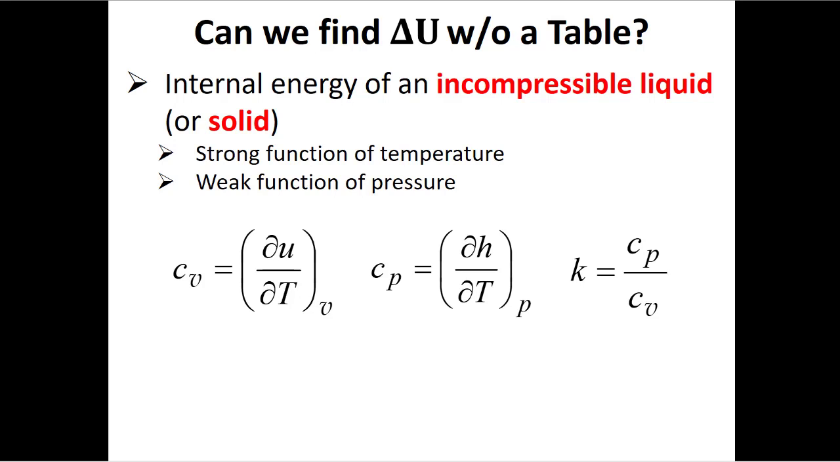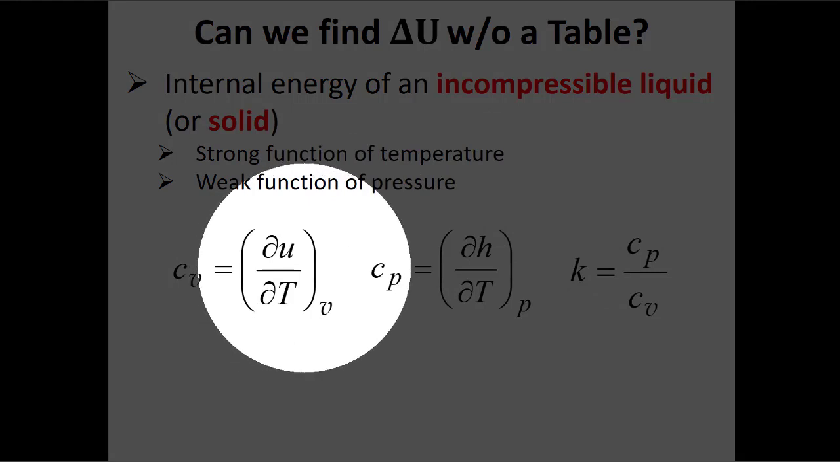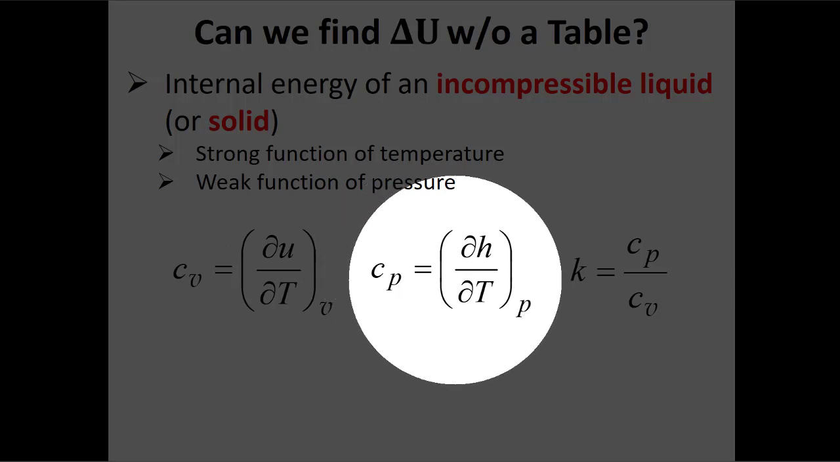So now we need to see what the actual definitions of these specific heats are. Cv is the rate of change of the specific internal energy with temperature. So it's kind of the slope. If I was plotting U as a function of T, it's the slope of that line. Cp is almost the same, except that it's the rate of change of enthalpy, specific enthalpy, with temperature. So remember, enthalpy H is U plus PV. So Cp is always a little bit bigger than Cv.